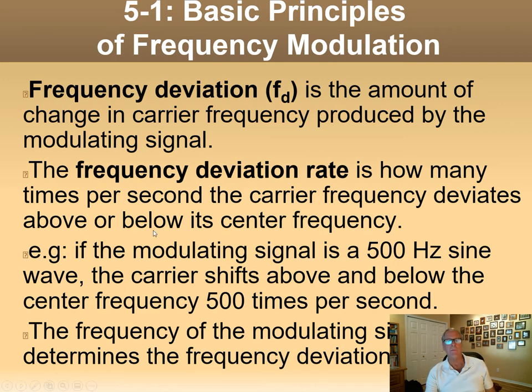So here's an example of the modulation signal. It's 500 hertz. The carrier shifts above and below the center frequency 500 times per second. So the frequency of the modulation signal determines that frequency deviation rate. And again, the amplitude determines how far the deviation goes, how far away from the resting frequency the actual carrier is deviated.